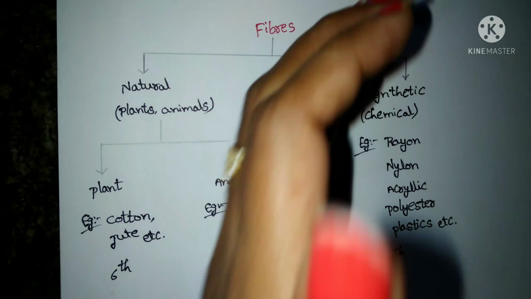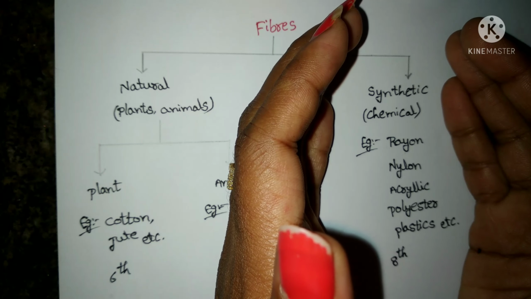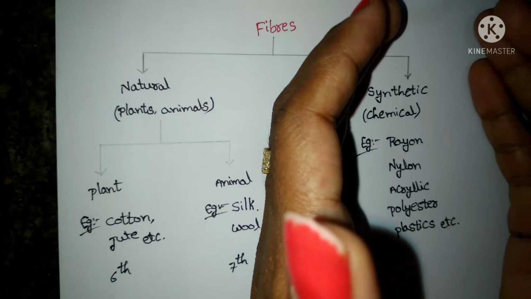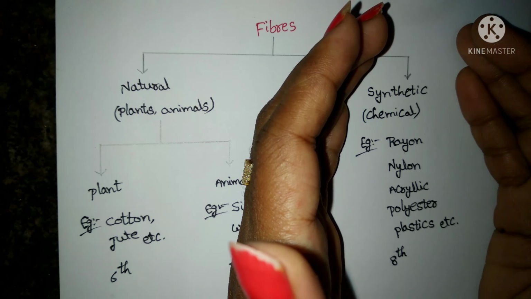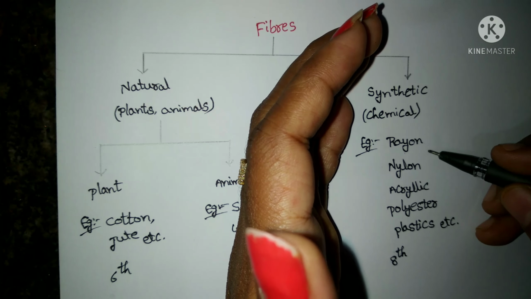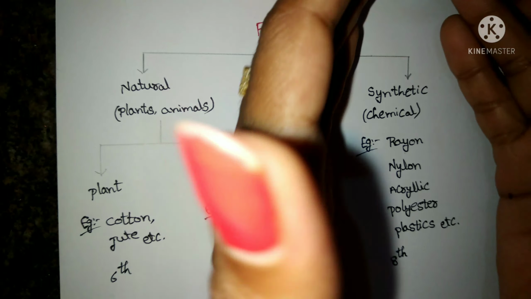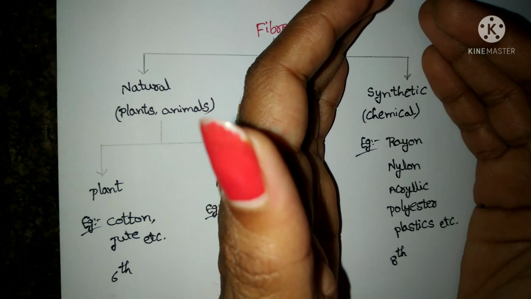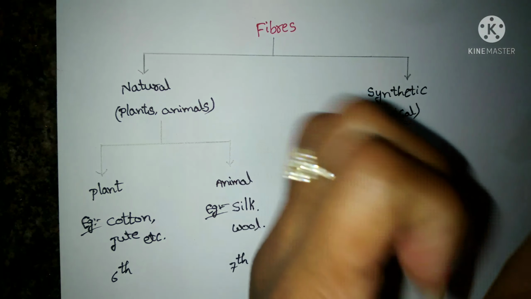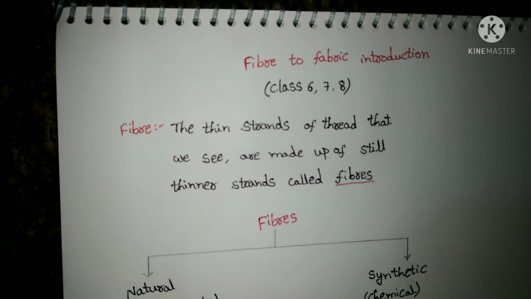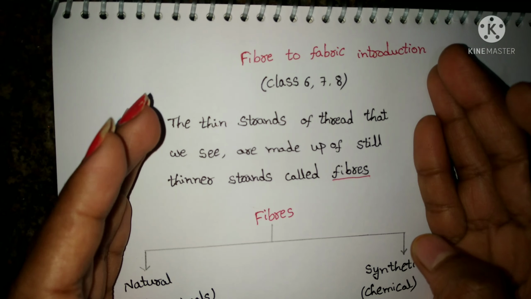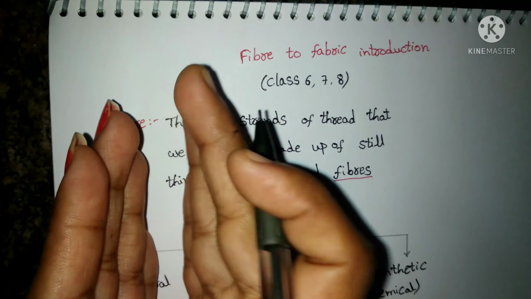And about synthetic fibers and plastics, you will learn in class 8: rayon, nylon, acrylic, polyester, plastic. So about these various different types of topics you will learn in class 8th. I hope we have understood the brief introduction of fiber to fabric from class 6th to 8th.